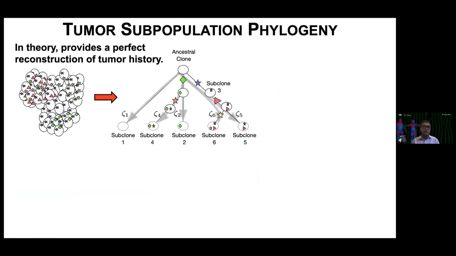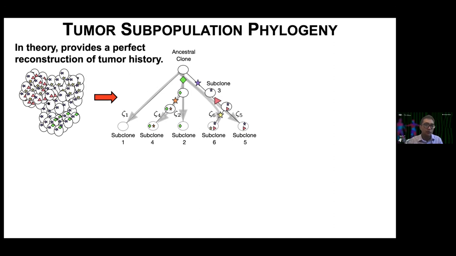Some of the other approaches that have been used are based on tumor subpopulation phylogeny. In theory, the goal is to reconstruct the history of an individual tumor cell, and then from there you can hope to find patterns of what that evolution is. There are a few issues with it. It relies on taking a tumor sample and looking at heterogeneity within that sample, that is, some of the cells have different mutations from other cells, and therefore these mutations have different frequencies within that tumor.